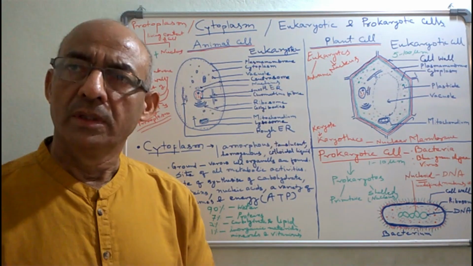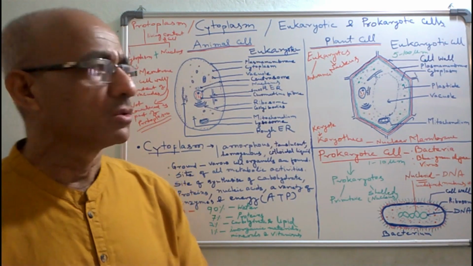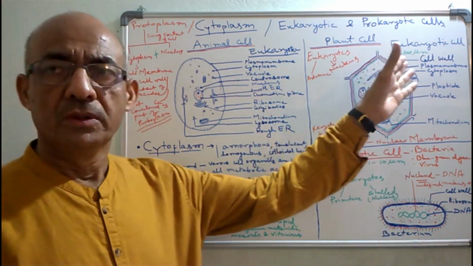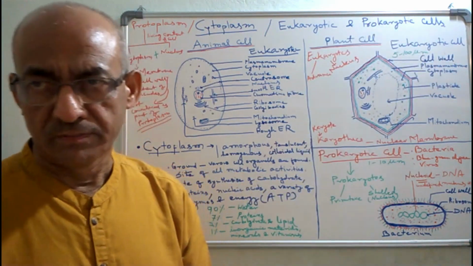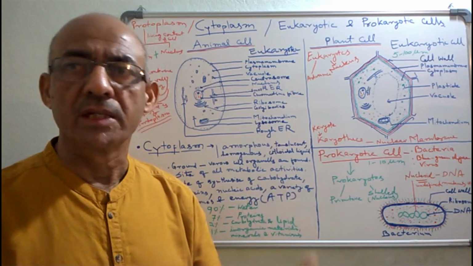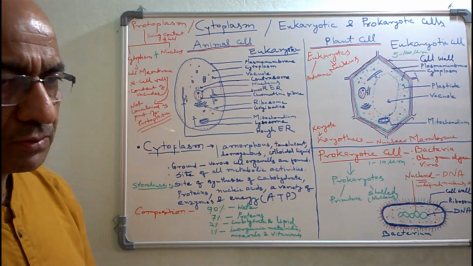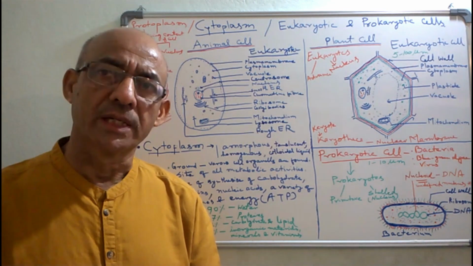In the next session, we will discuss, in context of eukaryotes, various types of membrane-bound cell organelles which are found inside their cells.